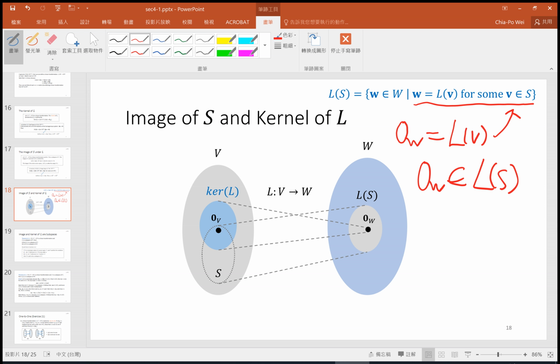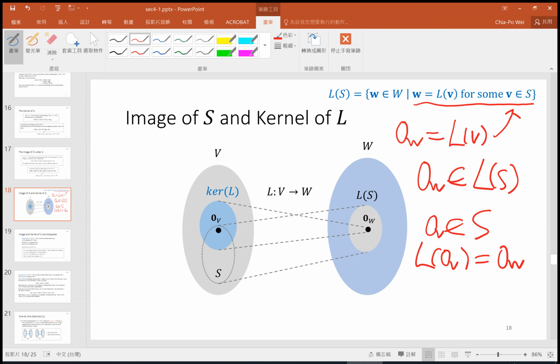How to find such a vector V in S? We can use the following observations. The first observation is that 0V must be in the subspace S. This is one property of the subspace. It must contain the zero vector. So we have 0V is in S. The second observation is that L of 0V equals 0W because L is a linear transformation.